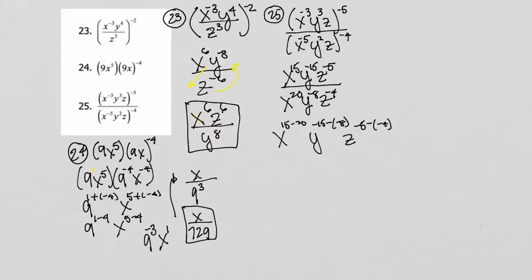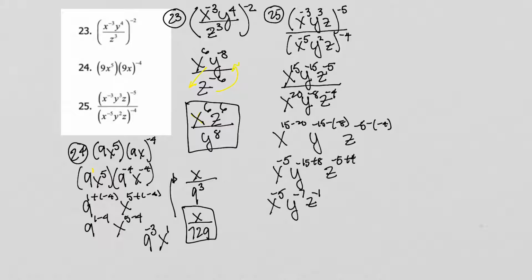All right, so let's simplify each of those. So this is going to be x to the negative 5, y to the negative 15 plus 8, z to the negative 5 plus 4. So how about x to the negative 5, y to the, now negative 15 plus 8 is negative 7, z to the negative 1. Now, all these exponents you can see are negative, so I'm going to drop each one of these bases into the denominator. But they're still a numerator.